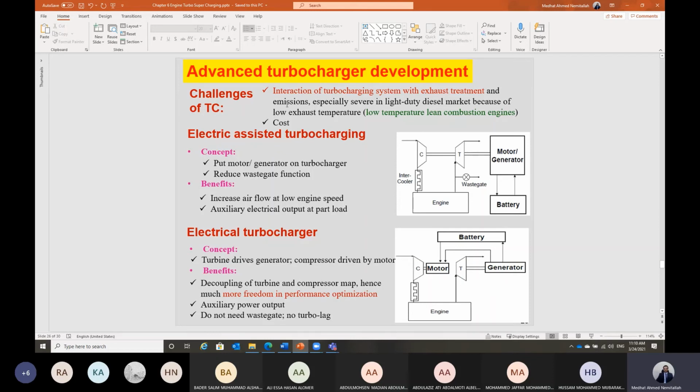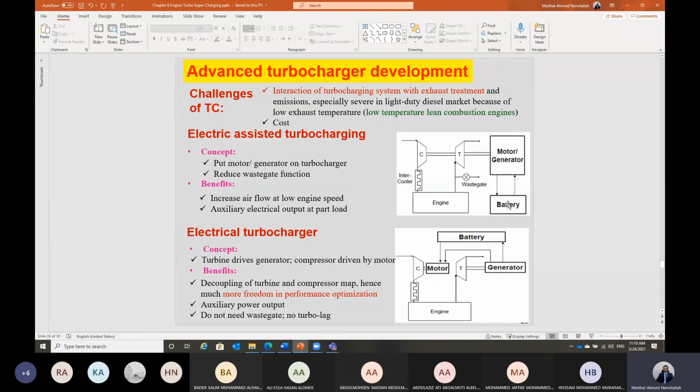But what is the solution? We have some solutions. We may have a kind of electrically assisted turbocharger. In this case, the turbine is connected to the compressor, and we have a wastegate. But this turbine, Shabab, is connected to an electric motor. This electric motor can work as a motor or as a generator. So in case of full load condition, usually we have a higher amount of exhaust gases. It will drive this turbine. The turbine will drive the compressor, and the excess power will be used to generate electrical power through the electrical generator, and this power will be saved in the battery.